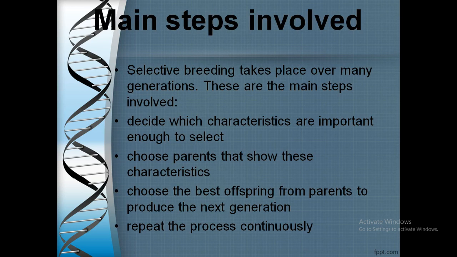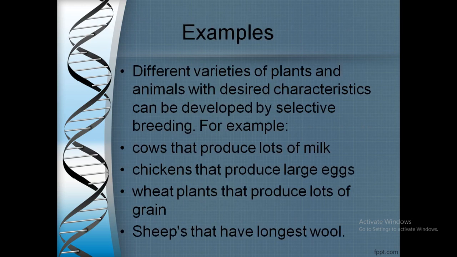Main steps involved in selective breeding. Selective breeding takes place over many generations. These are the main steps involved. Decide which characteristics are important enough to select. Choose parents that show these characteristics. Choose the best offspring from the parents to produce the next generation, and repeat the process continuously.